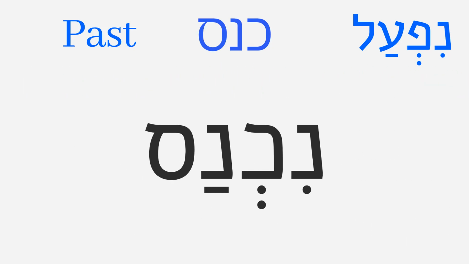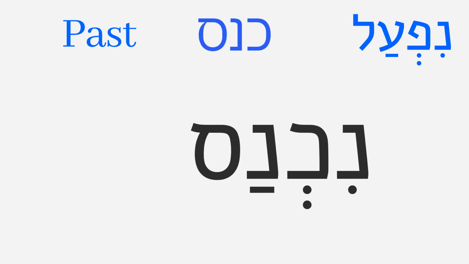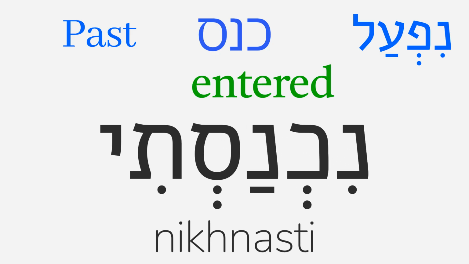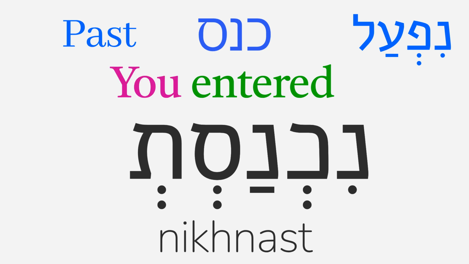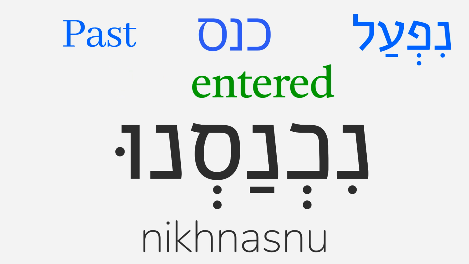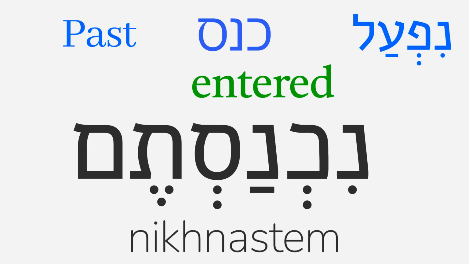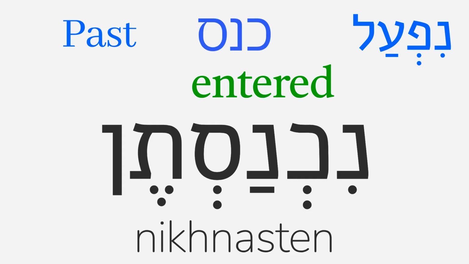The way we can make the other forms of the Niphal past tense is the same way we can make other past tense verbs in the pual and hofal binyanim. With the I, we, and all four you forms, we just add endings. No changes in vowels. Nichnasti, I entered. Nichnasta, you entered masculine singular. Nichnast, you entered feminine singular. Nichnasnu, we entered. Nichnastem, you entered masculine plural. And nichnasten, you entered feminine plural.